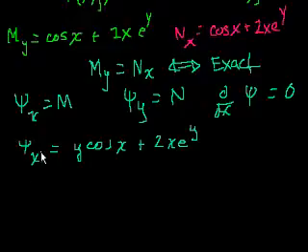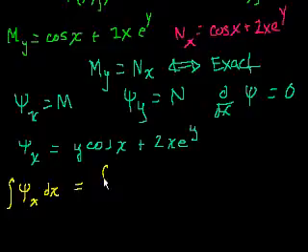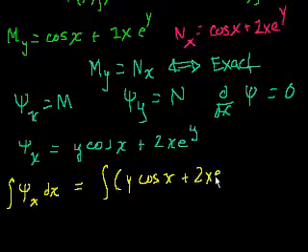So if you take the antiderivative of this with respect to x, let me just write that down. The partial with respect to x, we're going to integrate with respect to x. That is going to be equal to the integral of this whole thing with respect to x, cosine of x plus 2x e to the y. We're integrating with respect to x.